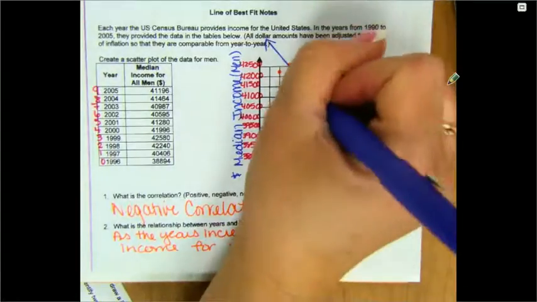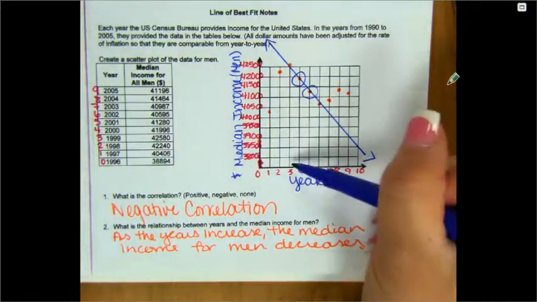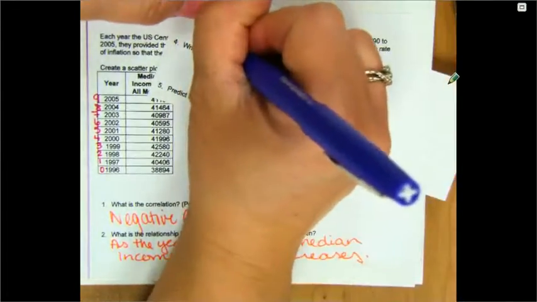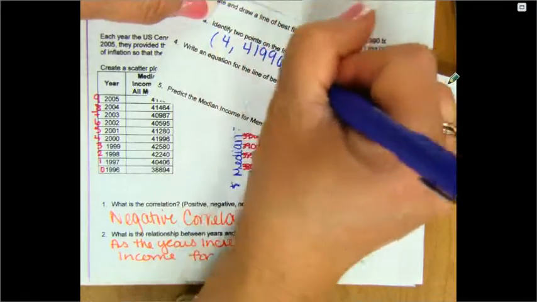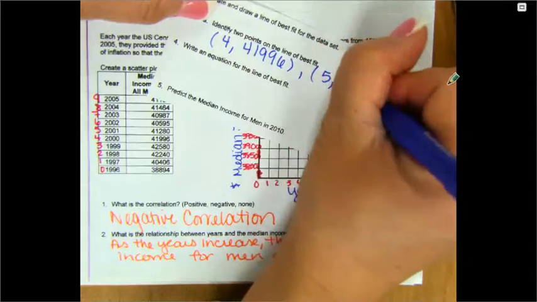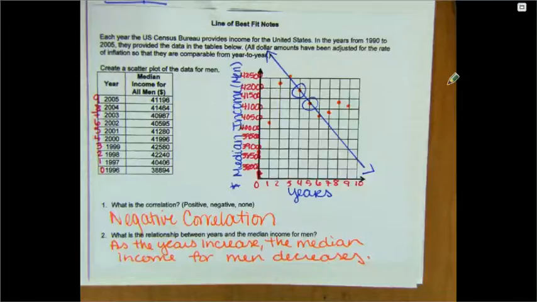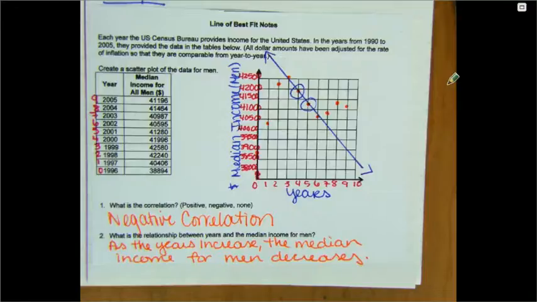So I'm going to pick this point and this point as my 2 points for my line of best fit. What are those 2 points? Year 4 and year 5. So I'm going to write that down in my paper so I have it. Year 4 was 41,996, and year 5 is 41,280. Good? Make sense? Understood? I'm turning this page.